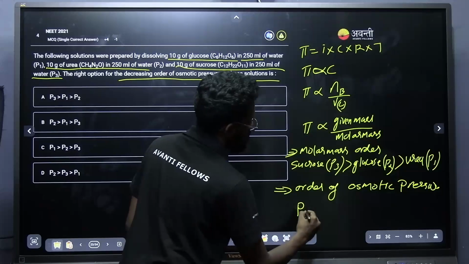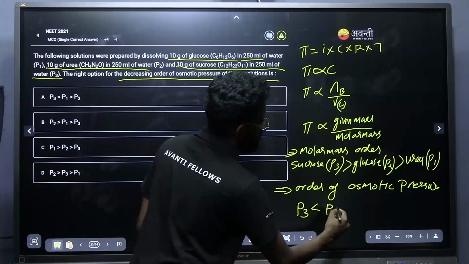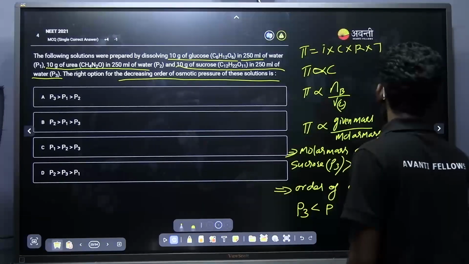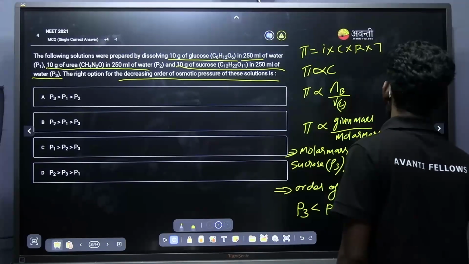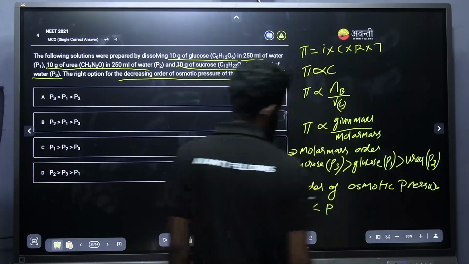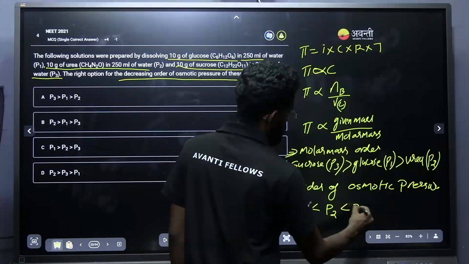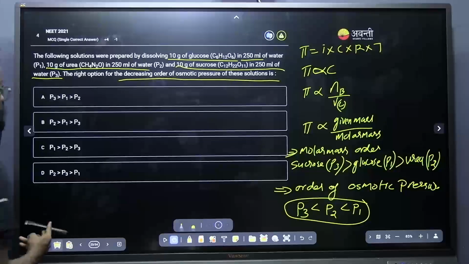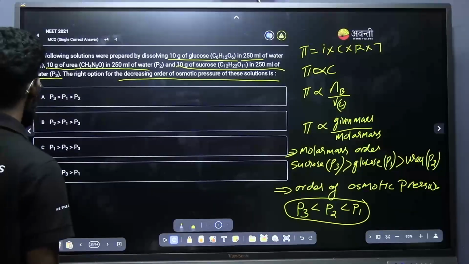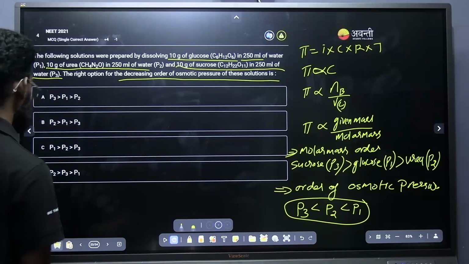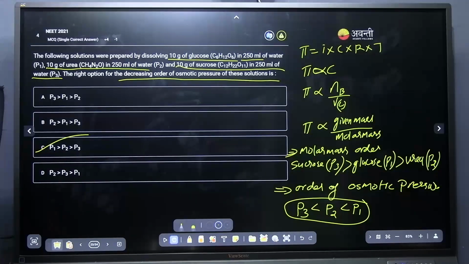Osmotic pressure P3 is lesser than P2. Glucose is having P2 or P1? Sorry, glucose is having P1, my bad. Then urea is having P2. So P3 is less than P2, which is less than P1. This will be the order. So what is my answer? P1 will be greater than P2, then P3. Yeah, option C is the correct one.